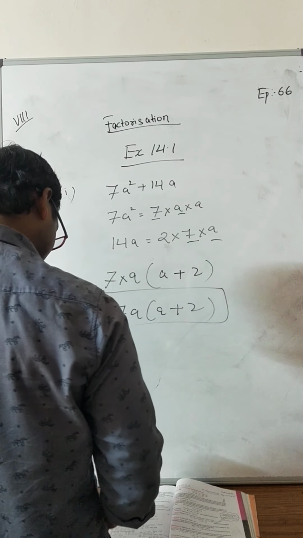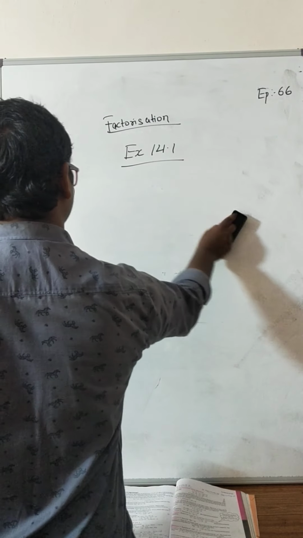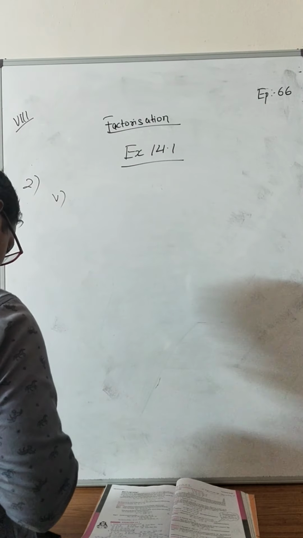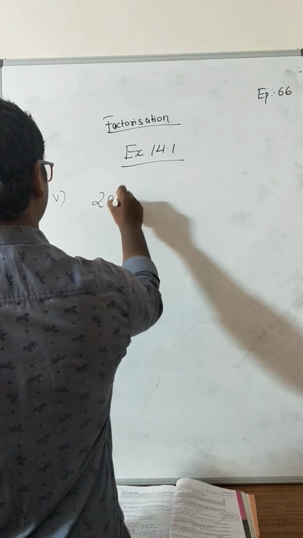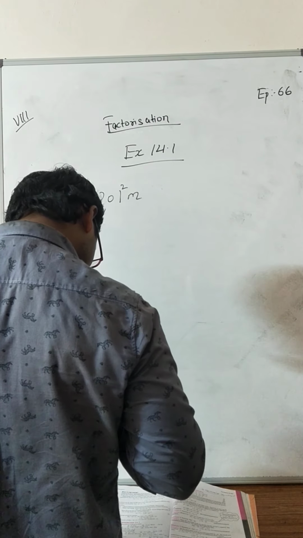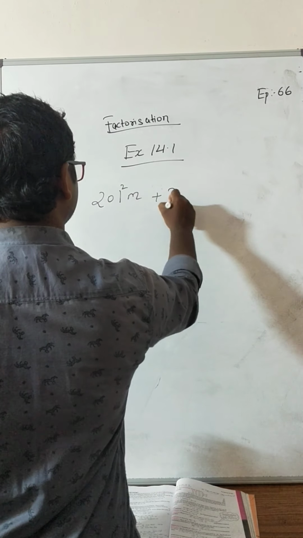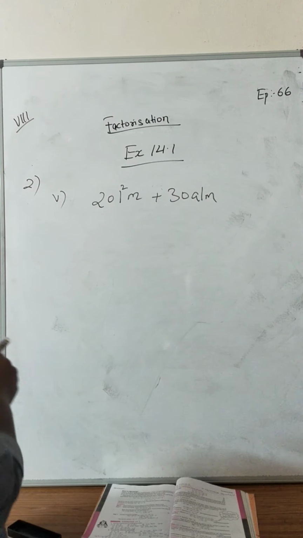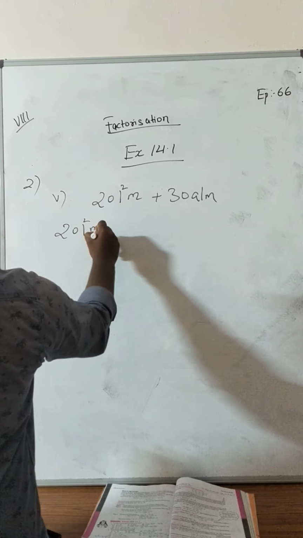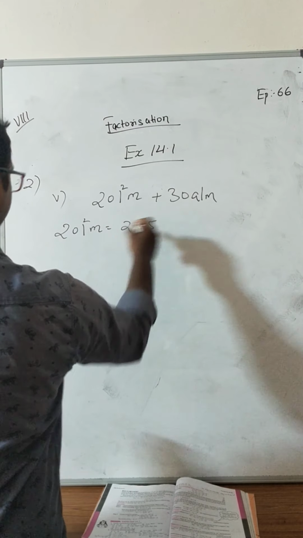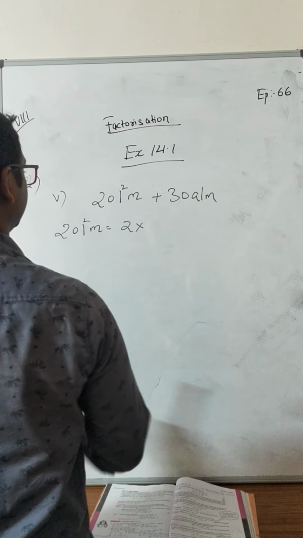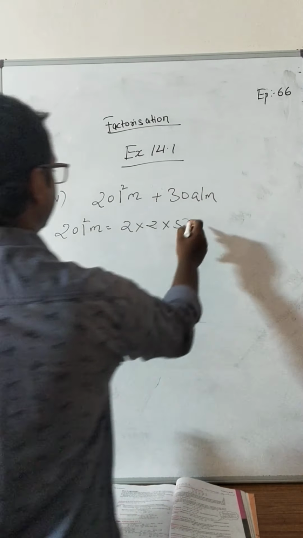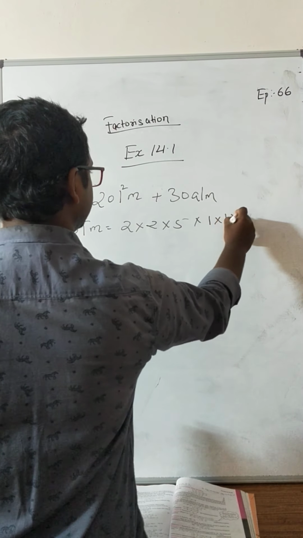Now look at the fifth one. The fifth one is 20 L square m plus 30 ALM. So let's start with 20 L square m. 20 L square m is 2 into 2 into 5, which is 20. 2 into 2, 4, 4 into 5, 20. L square is L into L, M and M.